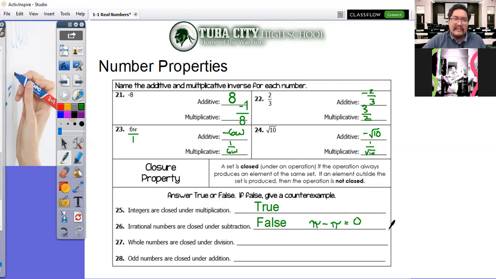So closed means if you have two of them, so again, if I have 5 times 5, 5 is an integer, 5 is also an integer, they're both integers, and the answer or the product is also an integer. But in this case here, we can get out. So since it's not closed, irrational minus irrational is rational. That means it is not closed, which means it is false.